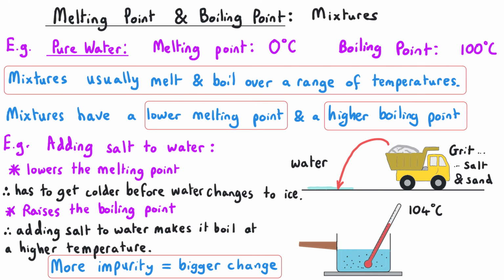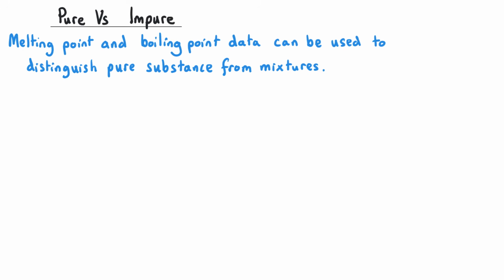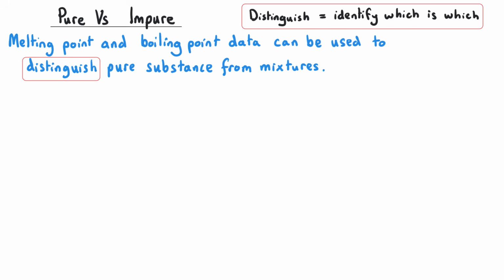In addition to this, the more salt you add, the lower the melting point gets, and the higher the boiling point will get. And this is to do with the concentration of the salt in that water. A more concentrated salt solution will have a higher boiling point. We can use information about melting points and boiling points in order to distinguish between pure substances and mixtures. And you can be tested on this in an exam in a couple of different ways.